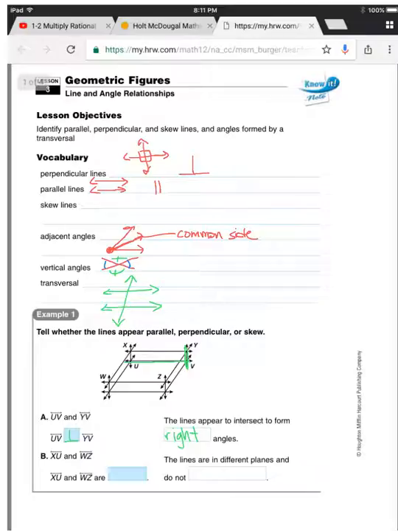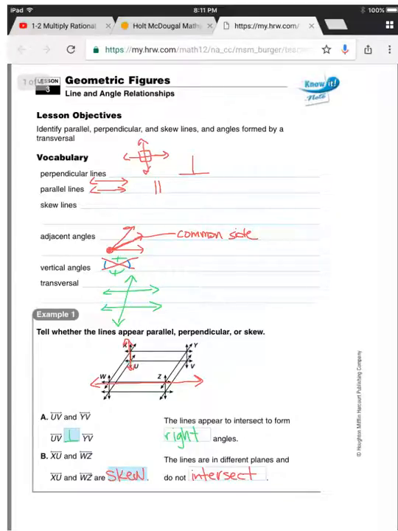So then let's look at the next two. We'll do these in red. XU, which is right here, and WZ, which is right here. The lines are in different planes and do not intersect. Okay, one's going up and down at the back corner of a cardboard box, and one's going left or right at the top corner of a cardboard box. So there's no way those could intersect. So they are skew.